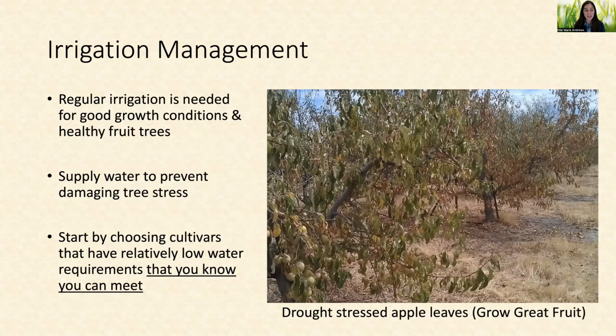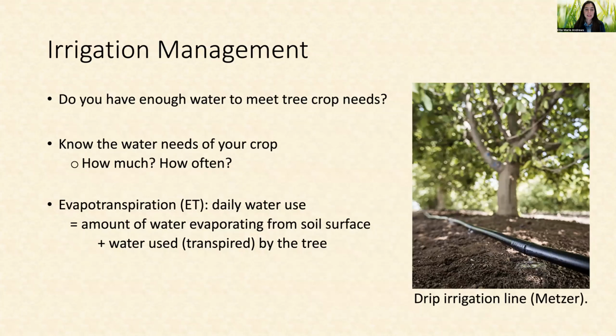And then you can start thinking about the water needs of your crop by asking, okay, how much, how often, that kind of thing. So a really helpful concept with this is evapotranspiration, or ET, as you might hear it abbreviated. So ET just means daily water use. So ET is equal to the amount of water evaporating from the soil surface plus the amount of water that is used or transpired by the tree. So here's what that looks like. We've got water evaporating from the soil surface, and we have water being transpired by the tree into the atmosphere. So in both cases, water is going into the atmosphere.